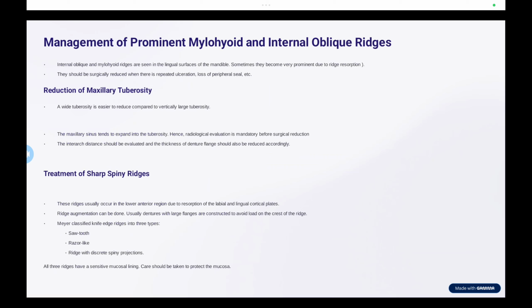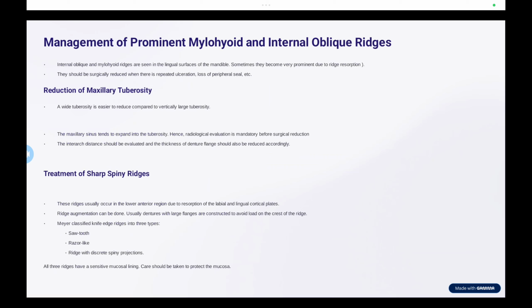Now, management of prominent mylohyoid and internal oblique ridges. Internal oblique ridges and mylohyoid ridges are seen on the lingual surfaces of the mandible. Sometimes they become very prominent due to ridge resorption. They should be surgically reduced when there is repeated ulceration and loss of peripheral seal.